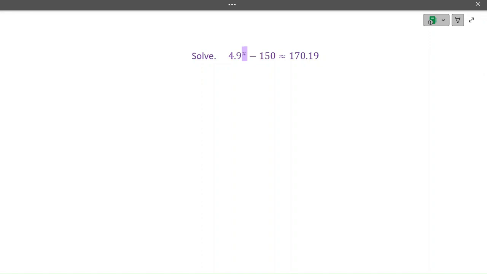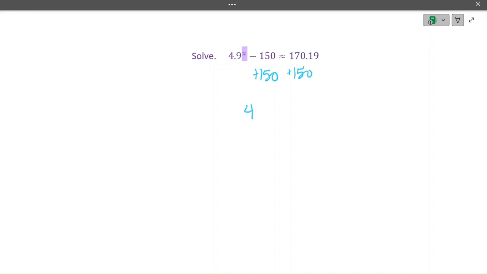So little different than what we've seen. We've got something being subtracted. So my first task, anytime I'm trying to isolate a variable, is to get the term that contains the variable on its own side. So there's nothing different here, even though our variable is an exponent. So I'm going to go ahead and add 150 to both sides.